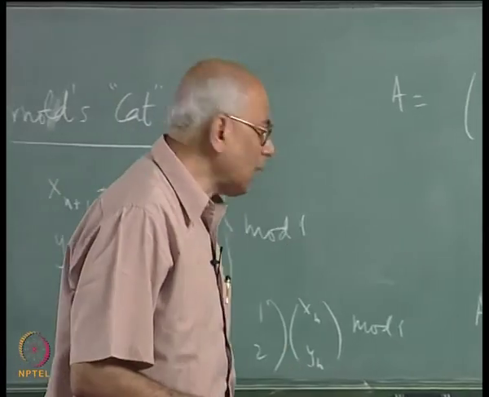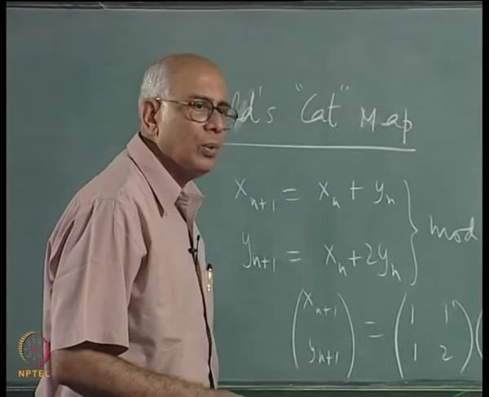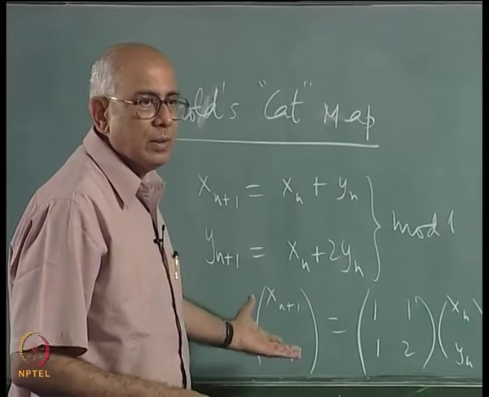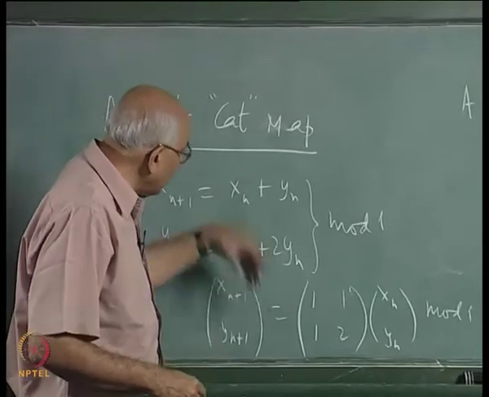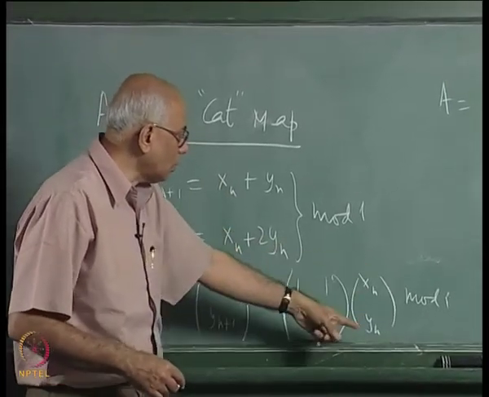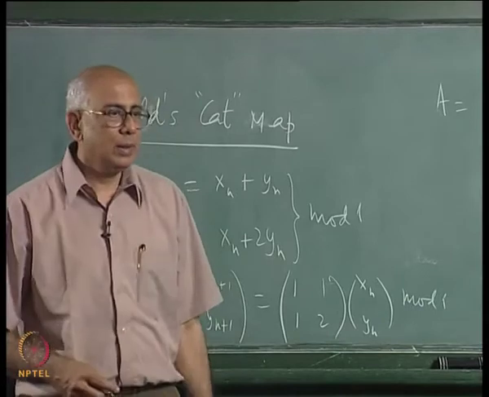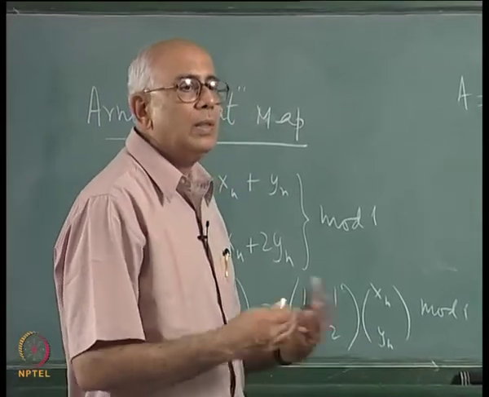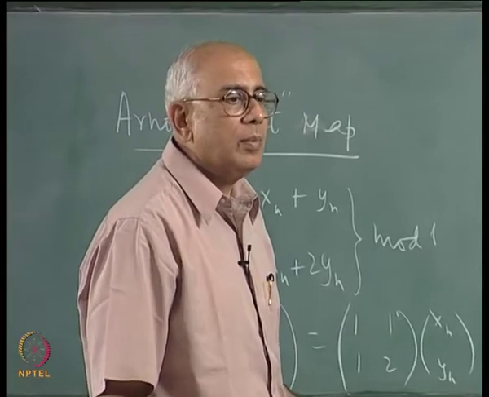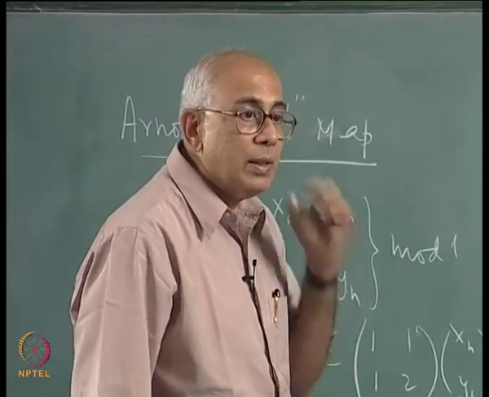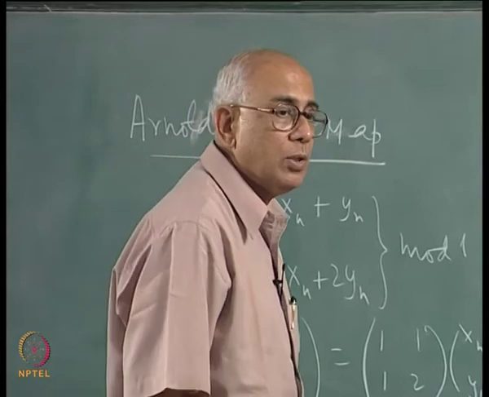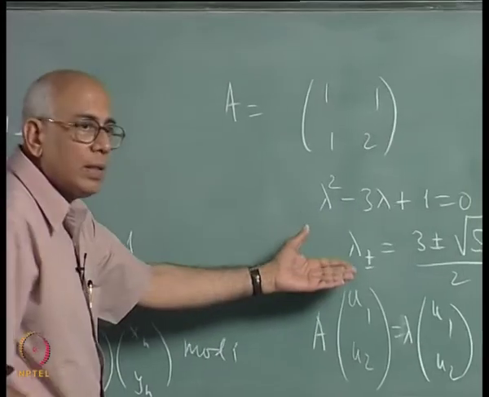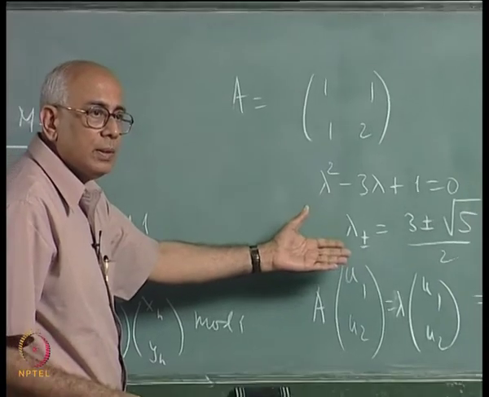How do you come to that conclusion? How do you do this? After all, if I iterated this map n times, I get A to the power n acting on this x0, y0 modulo 1, right. Now how do I conclude that there is chaos in this system and that things actually exponentially separate out in at least one direction? It is the lambdas that control it, as you can see.